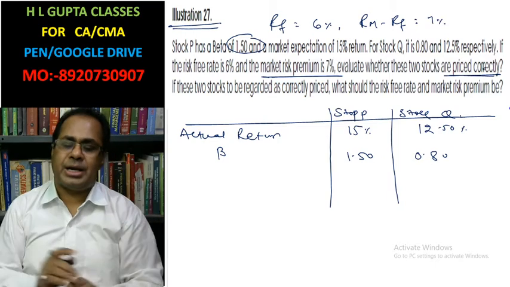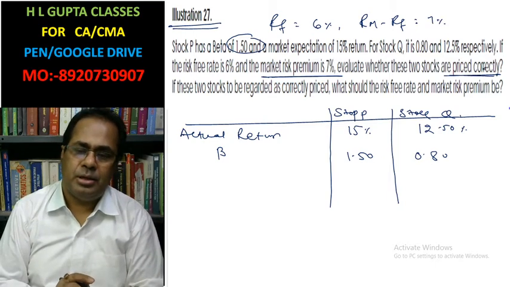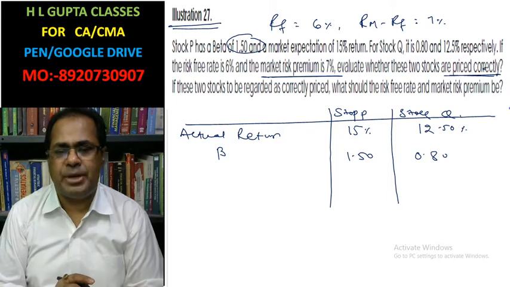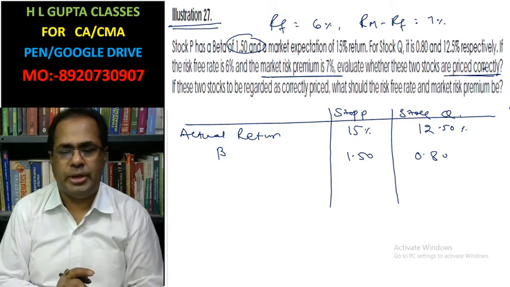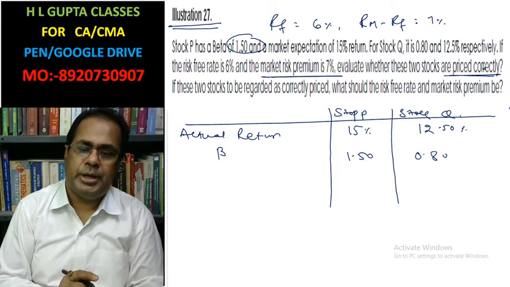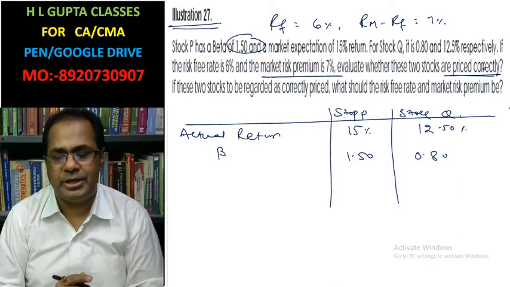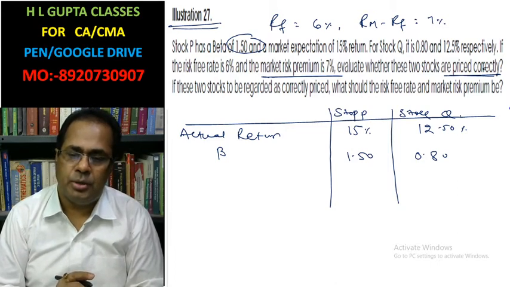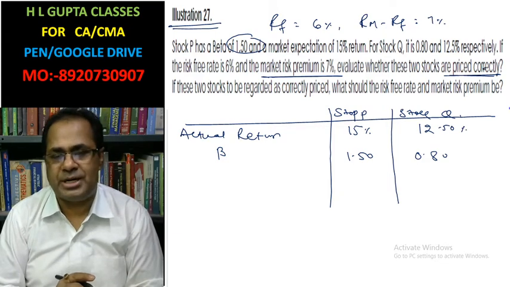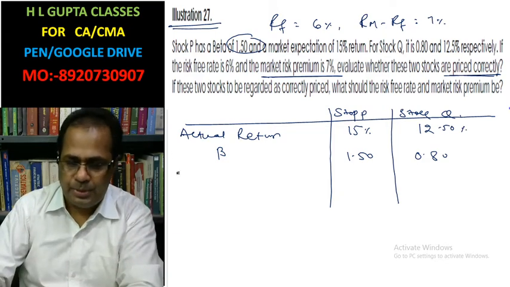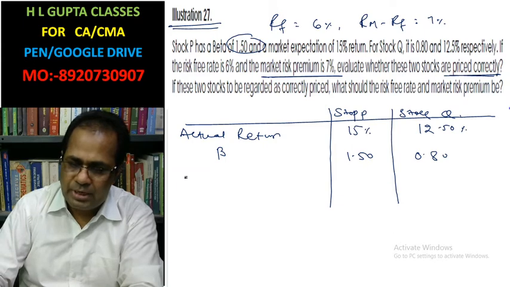For being correctly priced, expected return as per CAPM must be equal to actual return. If both are equal, then it is correctly priced. If they are not equal, then it is not correctly priced. You have to calculate expected return as per CAPM. How can we calculate it in this case?